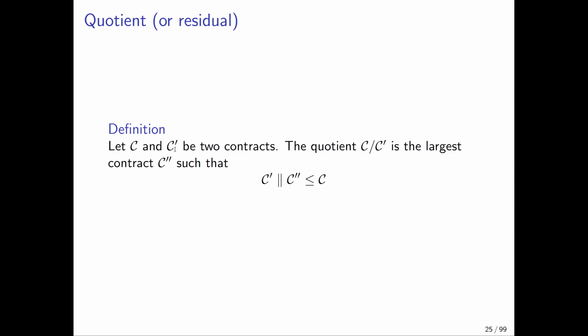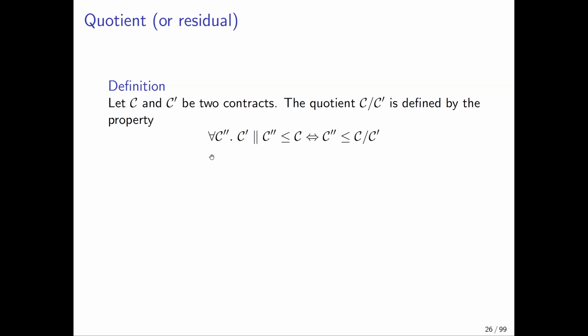So the definition goes like this. Given contracts C and C prime, we are going to define this object, C divided by C prime, called the quotient, in the following way. This is going to be the largest C double prime with the following property: if you compose C double prime with your existing specification, the resulting object is going to be stricter than what we want to implement. If we write a first order formula for this, this is what it would look like.